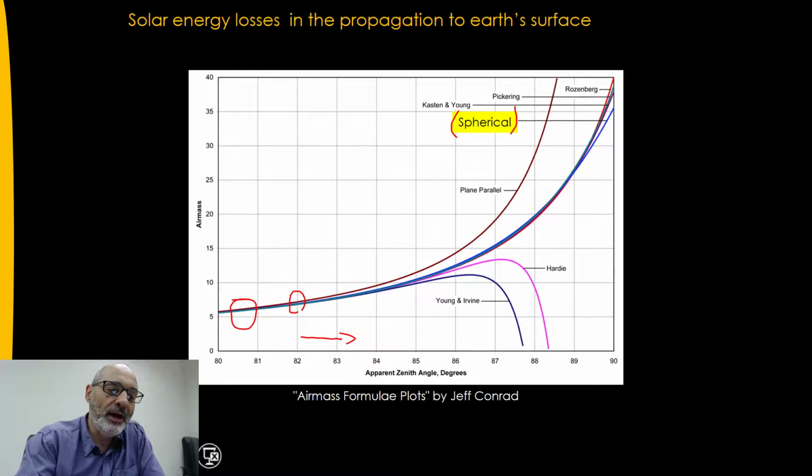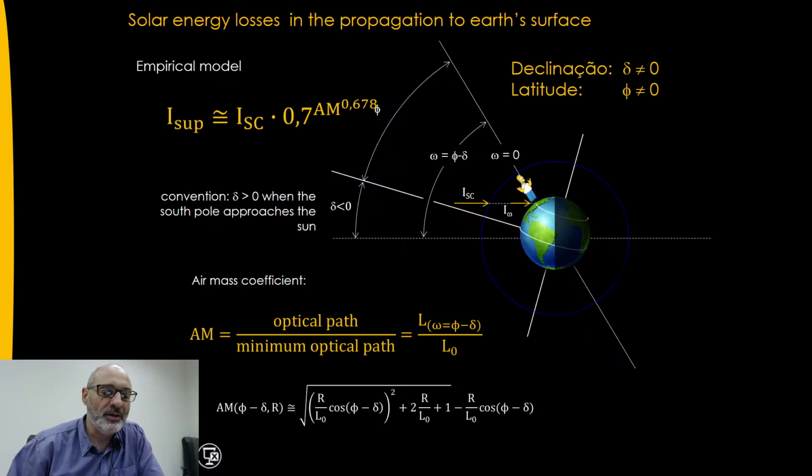So I'm showing you just to justify the fact that we're going to use that kind of naive model that assumes that absorption is the same no matter what altitude. This is because we're not thinking of building power plants near the poles. So that is why we're going to use the simple model.